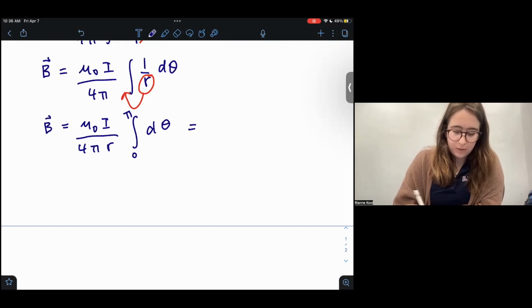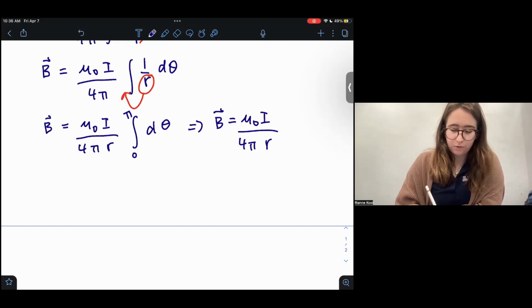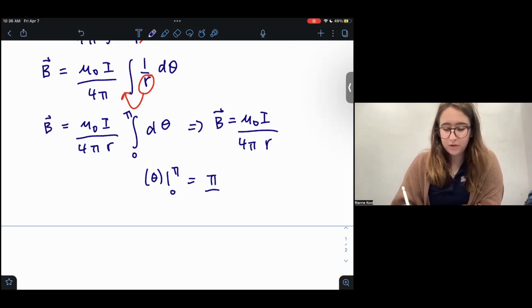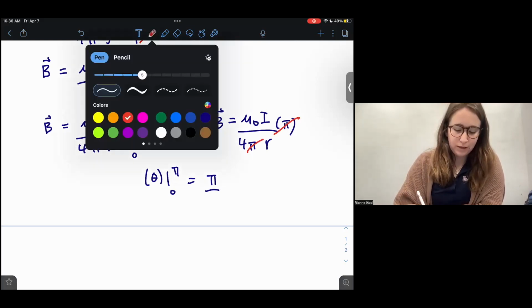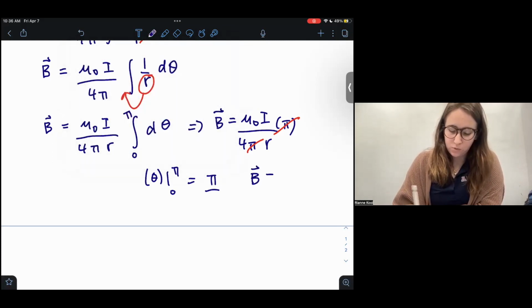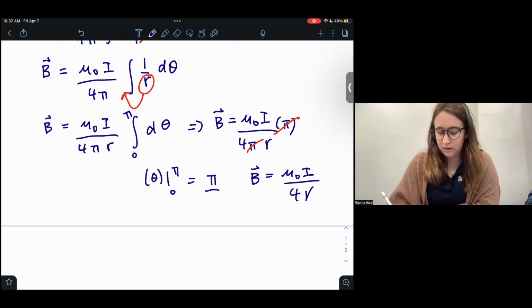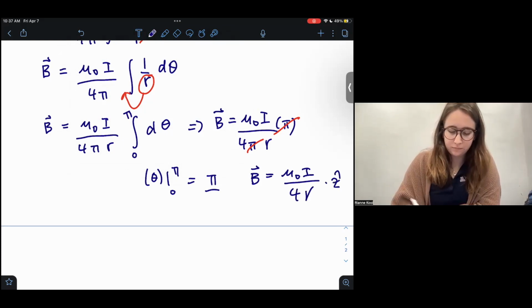And we are left with B is equal to mu naught I over 4 pi r. And just doing this integral real quick, we're left with theta evaluated from 0 to pi, which is just pi. So I'm going to put another pi right there. These 2 pi's cancel out. And so what we're left with is B is equal to mu naught I over 4r in the negative z direction.